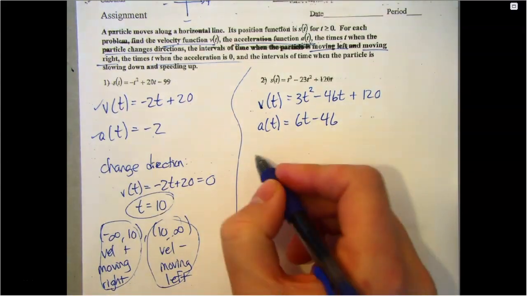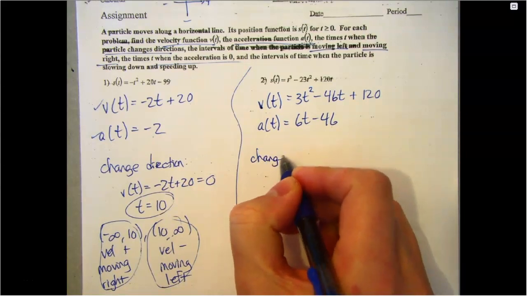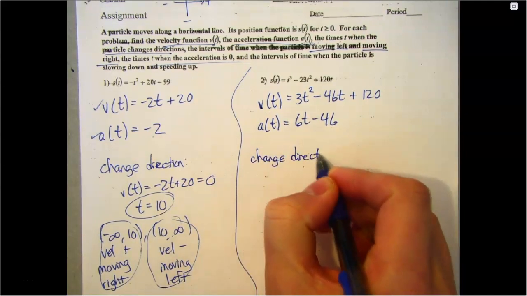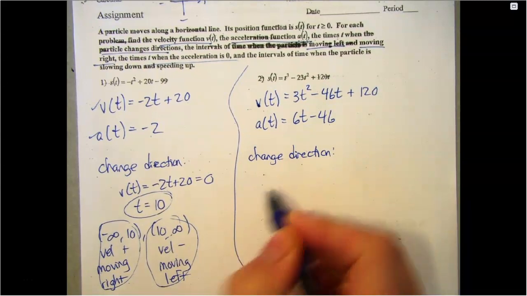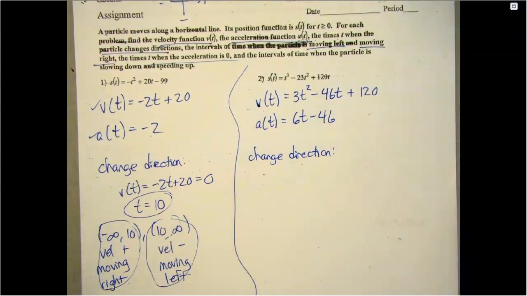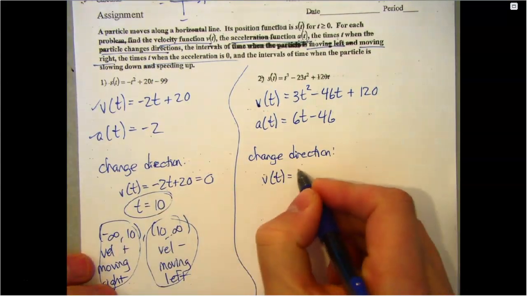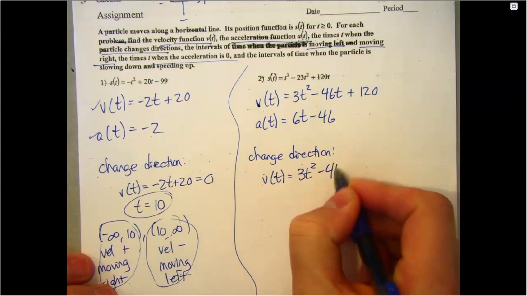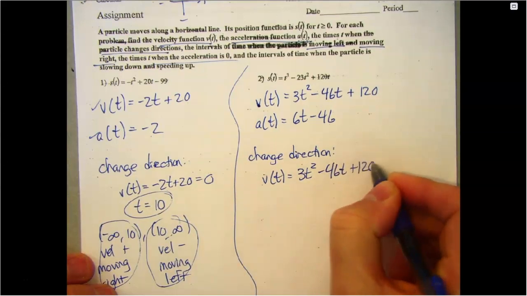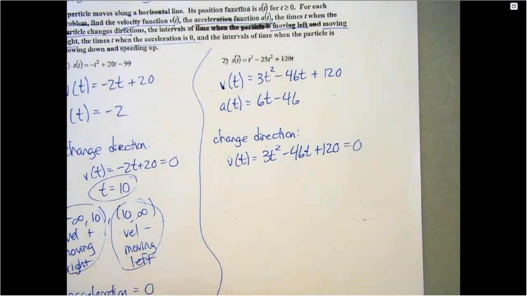Where does it change direction? So what do I know when it changes direction? What do I know is true? Velocity equals 0. This looks slow, so I've got to set that equal to 0.